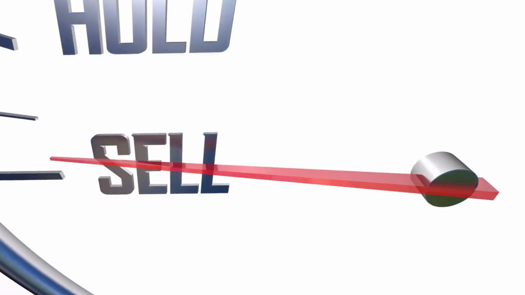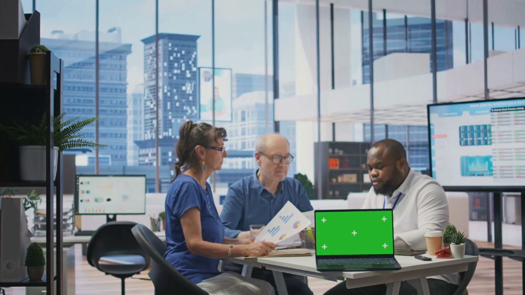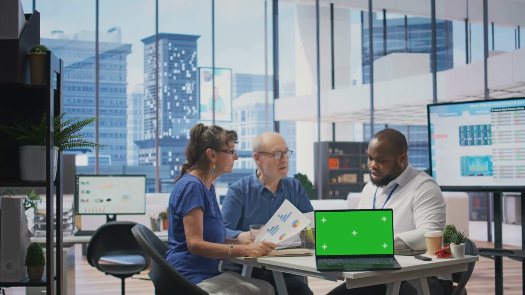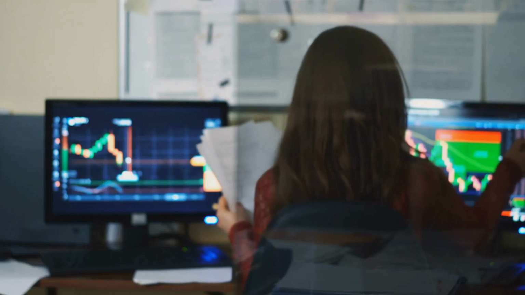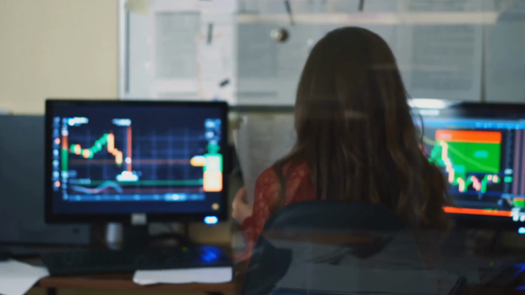To avoid pitfalls, focus on a balanced portfolio. Select investments that contribute to overall goals. A streamlined approach can lead to better management and higher returns.